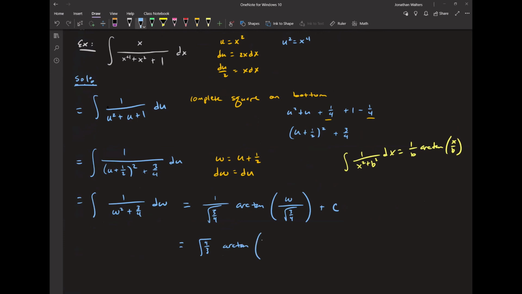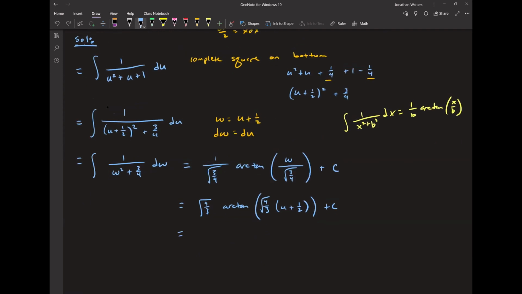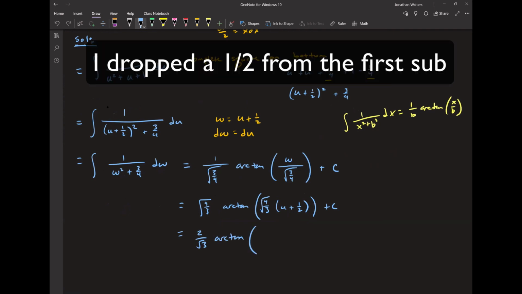Let's see. Write it this way, square root of 4/3. W is u plus 1/2. But what is u? U is x squared, so I put an x squared right there. So let me just rewrite it one more time. This is going to be 2 over square root of 3 arctangent 2 over square root of 3 x squared plus 1/2 plus c. And we'll call that our answer.